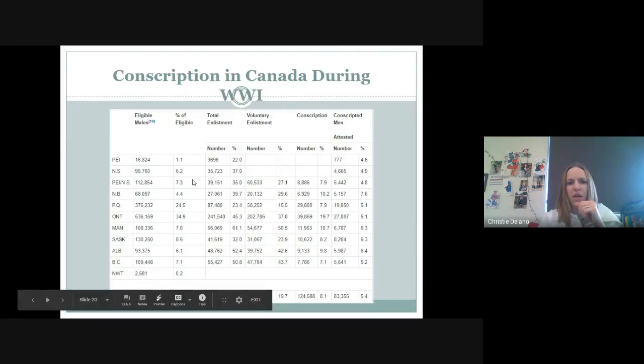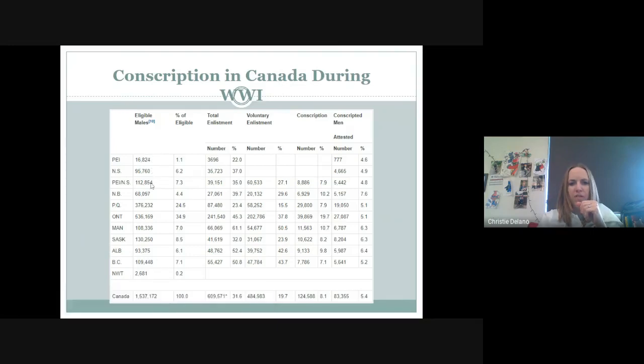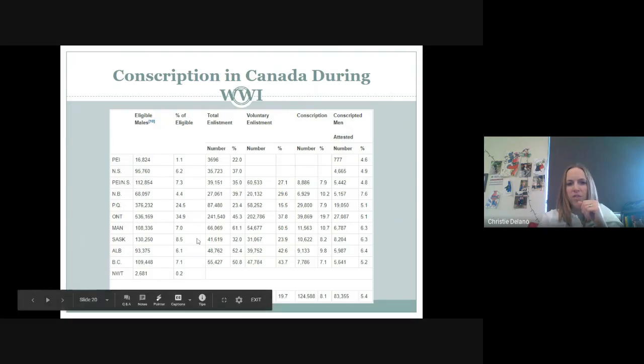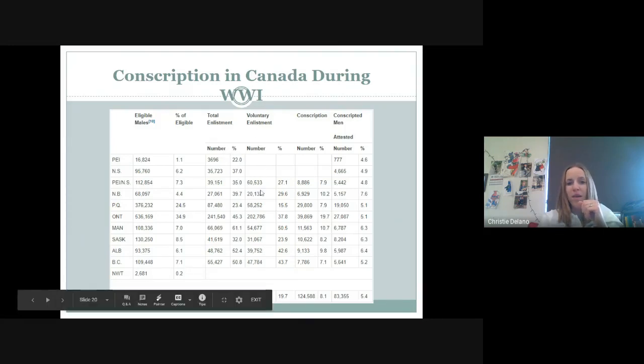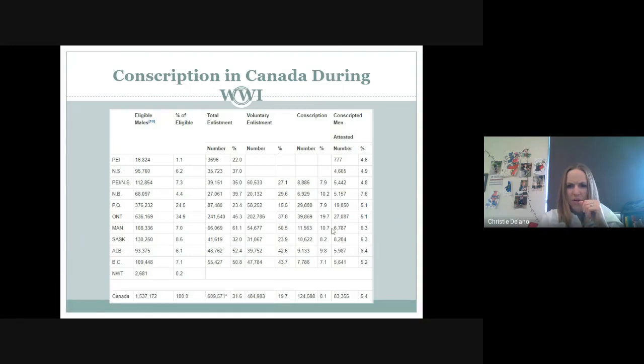When we look at the numbers, you can pause this if you like and take a closer look at the numbers. It breaks down by province of eligible males by province, the percent of the population that was eligible, how many voluntarily enlist on their own, okay, and then you can see how many were conscripted by looking at the difference, or I guess on this category on the far right. So it breaks it down by province, and it's fairly representative of representation by population.